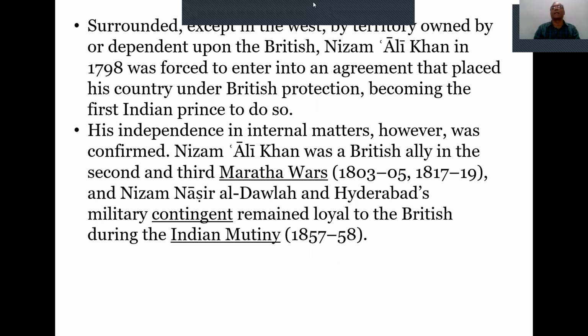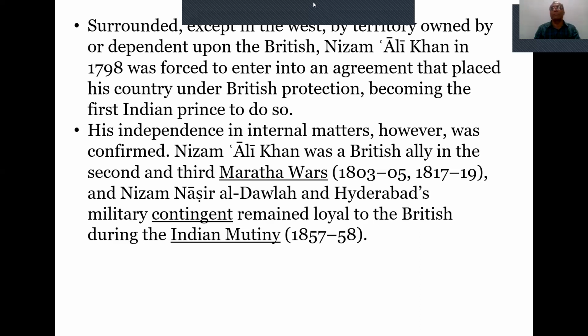Nizam Ali Khan was a British ally in the second and third Maratha wars. So now you can very clearly see that the British and Hyderabad have an understanding, and they have started taking the same side against the Marathas in the second and the third Maratha wars, that is from 1803 to 1805 and from 1817 to 1819. And Nizam Nasir-ud-Dawla and Hyderabad's military contingent remained loyal to the British during the Indian Mutiny in 1857-1858.